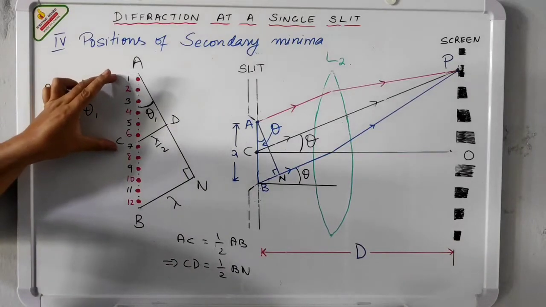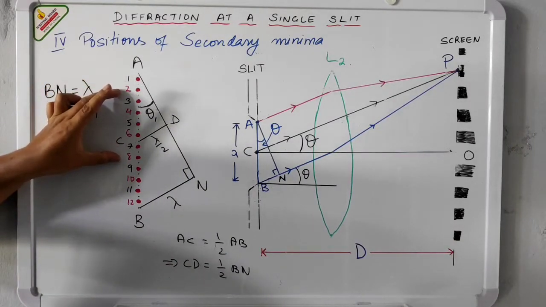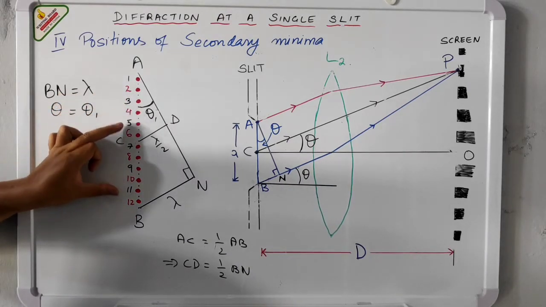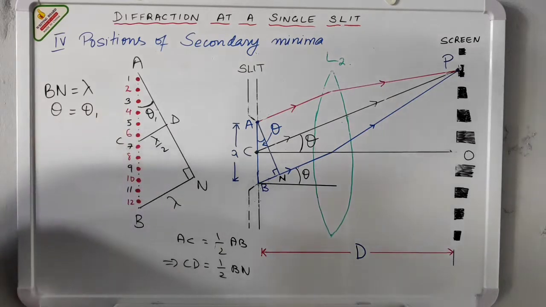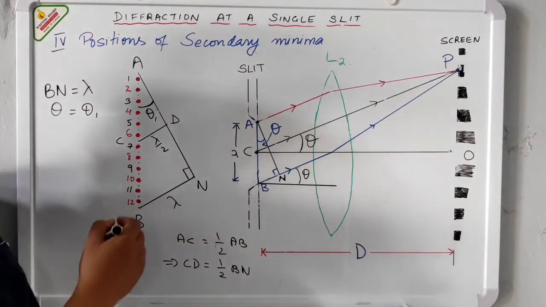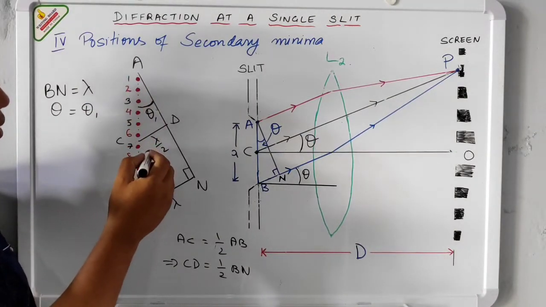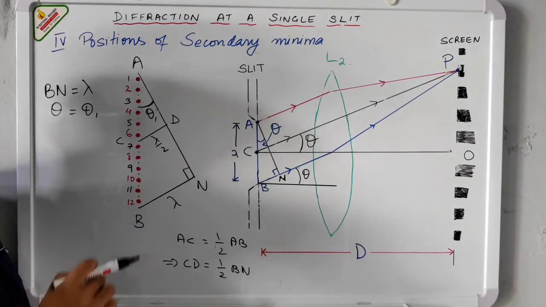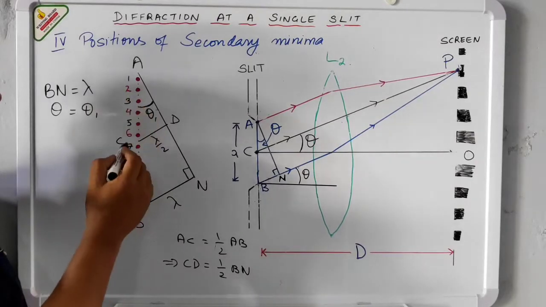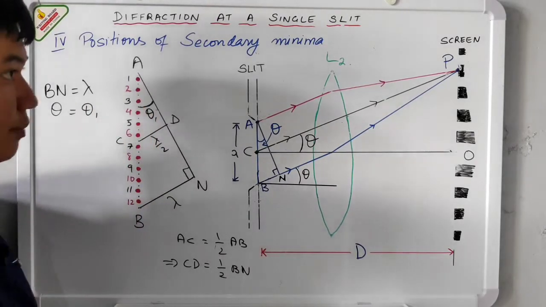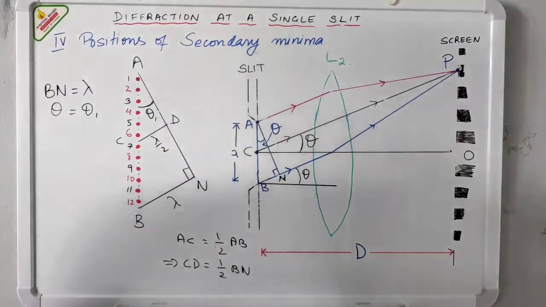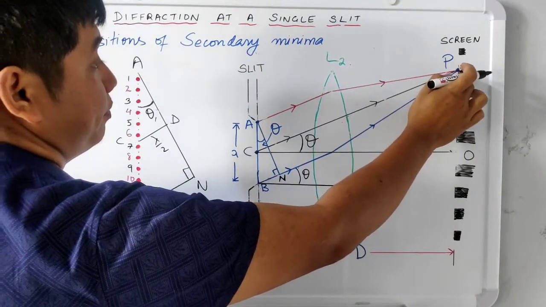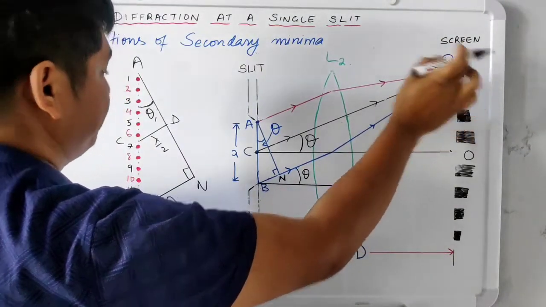They will have path difference lambda by 2. 2 and 8 also having path difference lambda by 2. 3 and 9 also. 4 and 10. 5 and 11. 6 and 12. That means each pair has path difference lambda by 2. So we can say that they superimpose destructively at point P. They cancel each other. So we will get a dark pattern on the screen at point P.